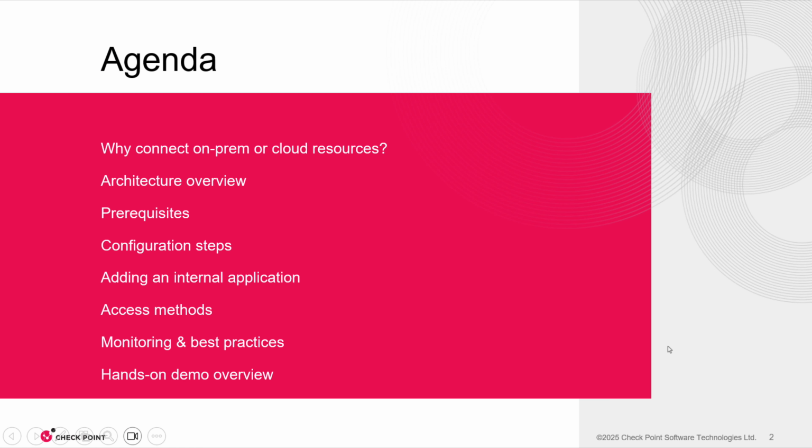Here's what we'll cover today. First, why connecting private resources is important in an environment, especially a hybrid environment. Next, we'll review the architecture and prerequisites. Then we'll walk through the configuration steps, add an application, and demonstrate secure access. Finally, we'll wrap up with monitoring and best practices, followed by a hands-on demo overview.